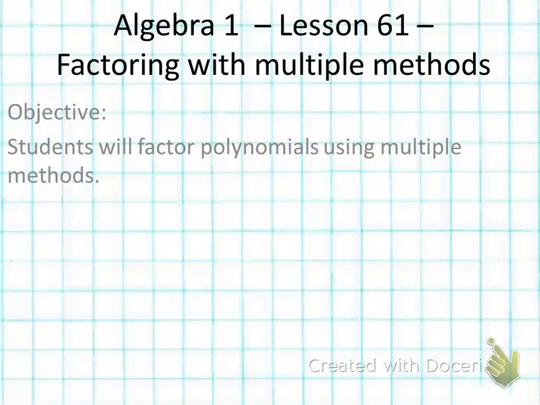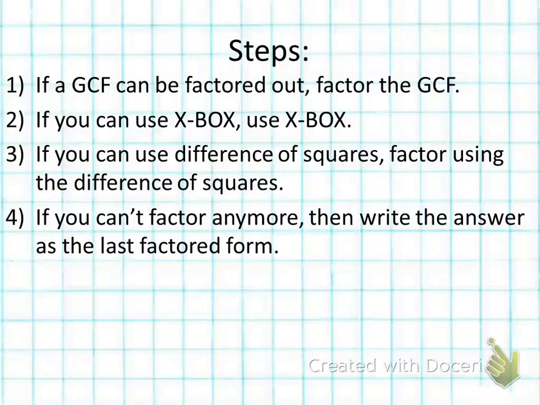So if you notice that it's in this order, then you would apply the steps, okay? So let's just get to it. These are the steps. These are the more detailed steps, but I just condensed them, okay? So these are questions you ask yourself. Does it have GCF? Can you do an Xbox? Can you do difference of squares? And then you just write the final factored form, okay?